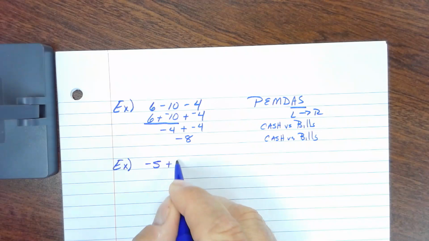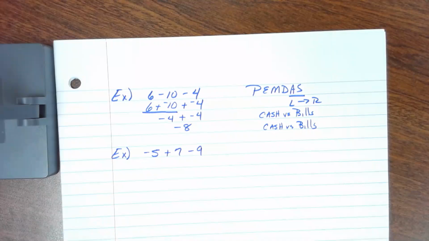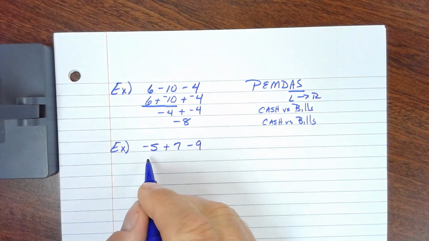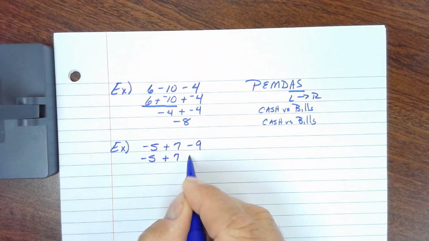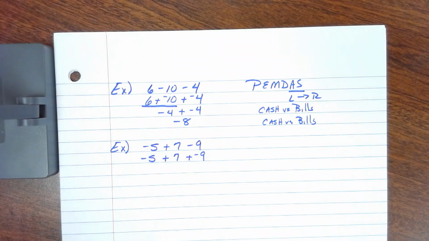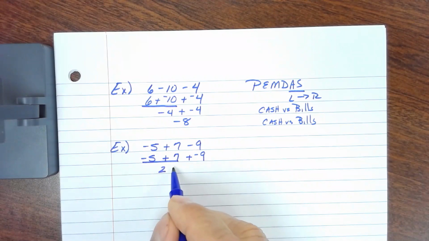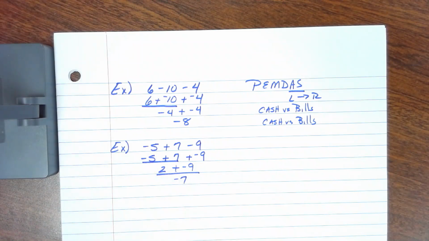Negative 5 plus 7 minus 9. Again, 2 rules. Add and change the sign, and then cash versus bills. This is already addition. Make that addition. Add from left to right, comparing cash versus bills. Cash versus bills again, negative 7.